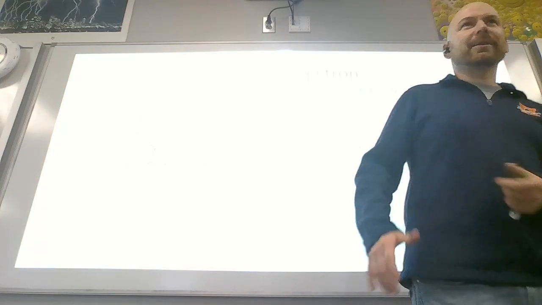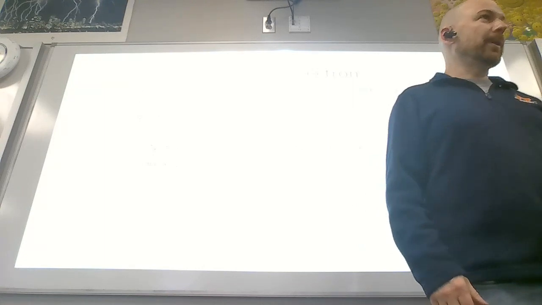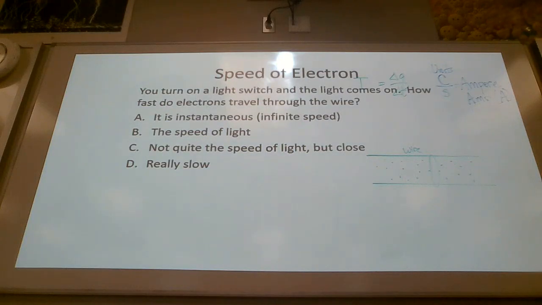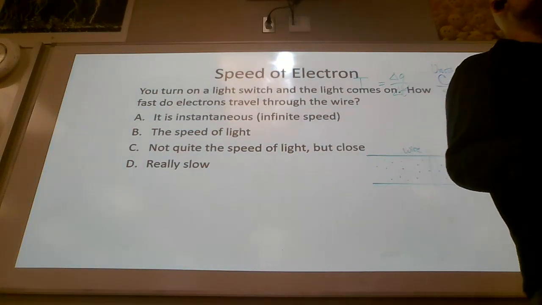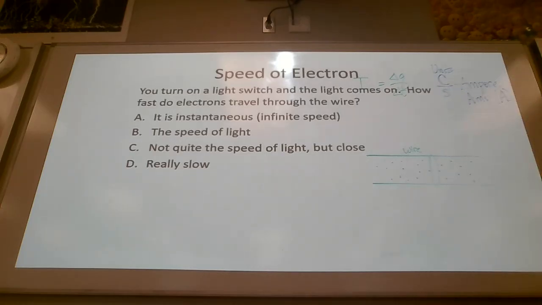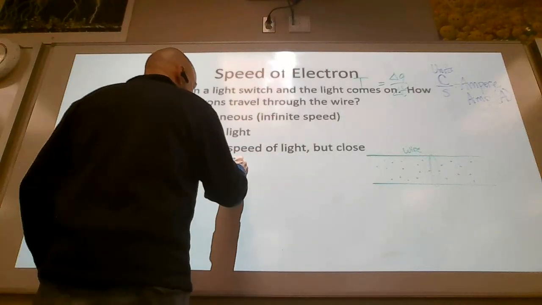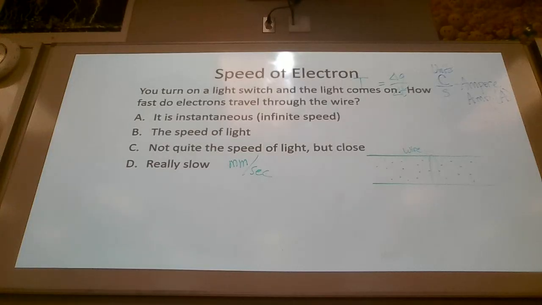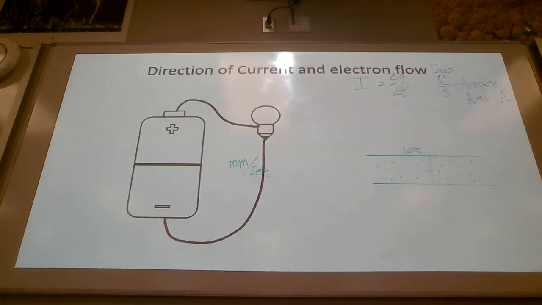It's not that the water molecules are moving the speed of light. You just bumped out the next guy. Is everybody okay with that? A wire comes completely pre-filled with electrons. When you turn on the light, they just bump out the next guy. How fast do they go? They actually go in the realm of millimeters per second. Really slow. You got that?